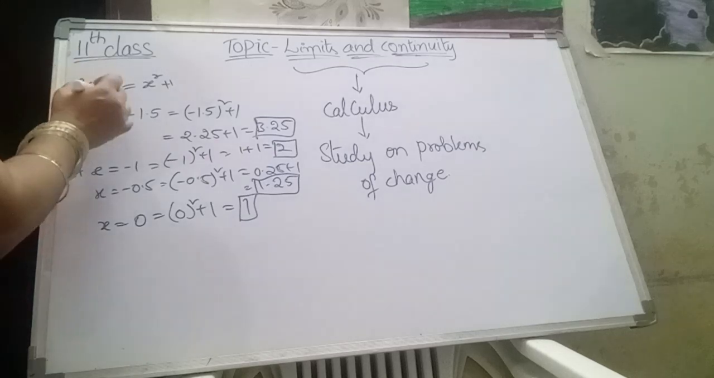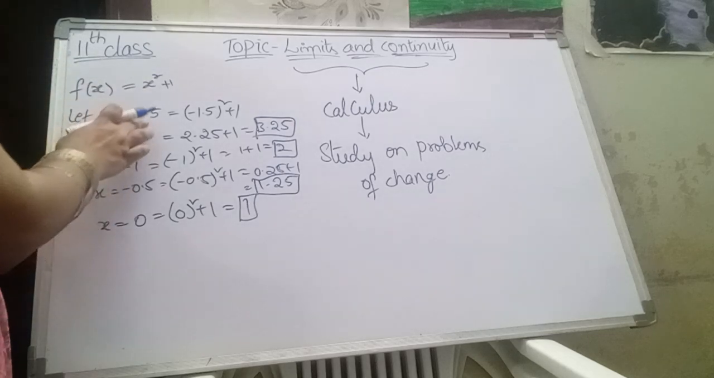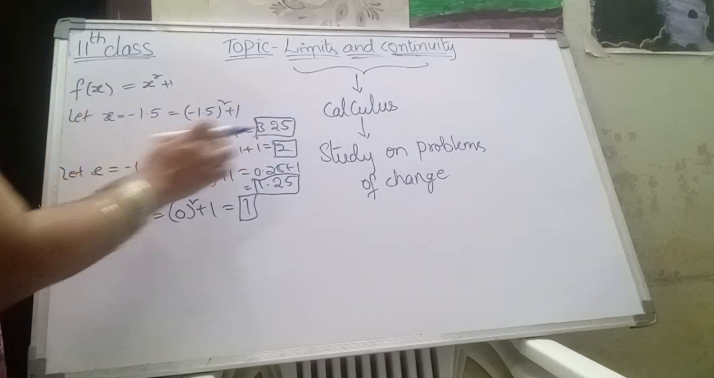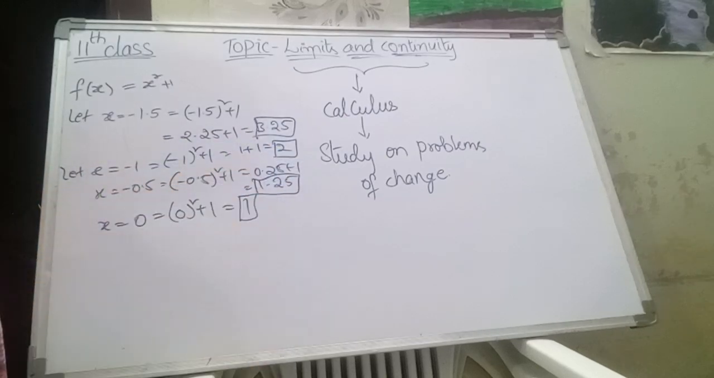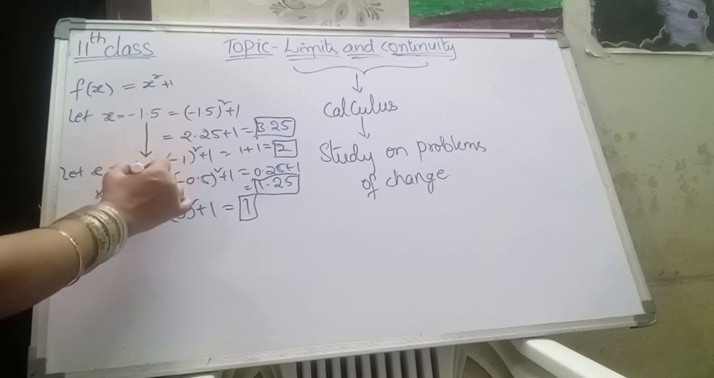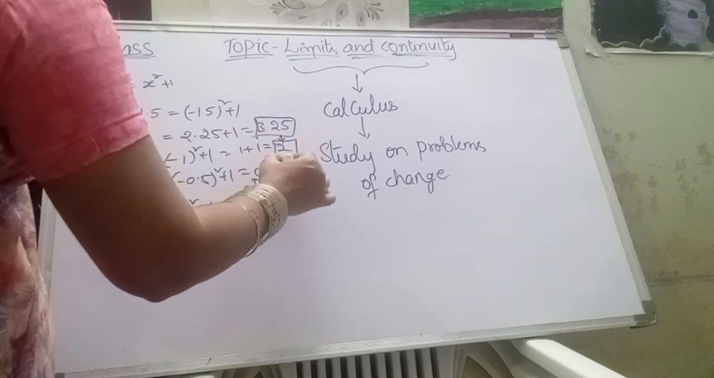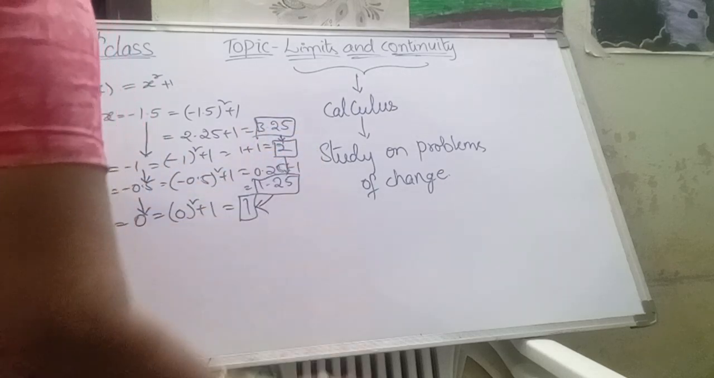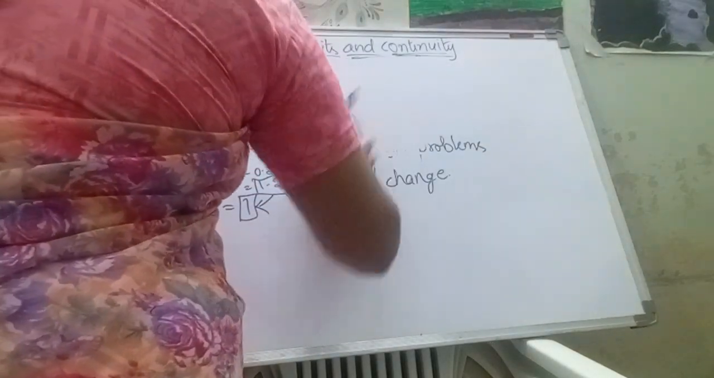You take the function f of x equal to x square plus 1. I took it for example. If I substitute a value for x, the f of x value changes. For every value of x, the f of x value changes. As the x value is going towards 0, the f of x value is moving towards 1. If you want to understand it properly, let me draw a small graph for this.